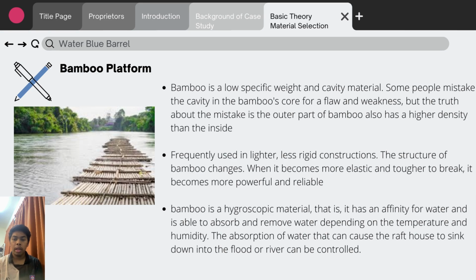Bamboo is a hygroscopic material that has an affinity for water and is able to absorb and release water depending on the temperature and humidity. The absorption of water that can cause the raft house to sink into the flood or river can be controlled.